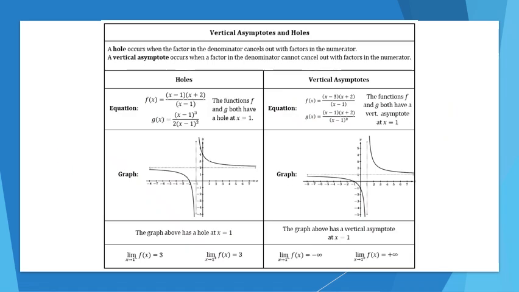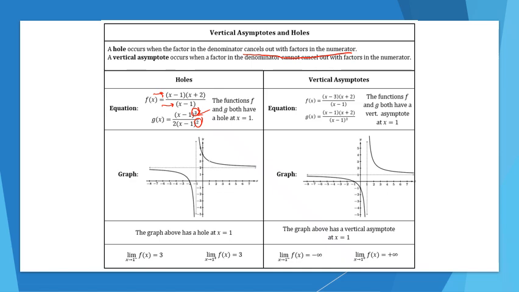All right, so just as a refresher for vertical asymptotes and holes, a hole occurs when a factor in the denominator can cancel out with factors in the numerator, and a vertical asymptote occurs when that doesn't happen, right? When you can't cancel it out. So taking a look, here there's a hole at x equals 1 where it is equally heavy. And when it is top heavy, right, the degree is bigger in the numerator than the denominator.